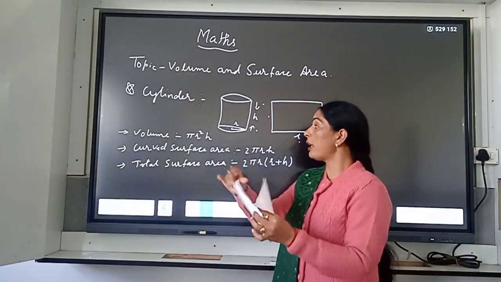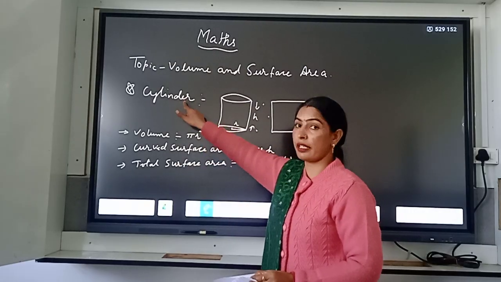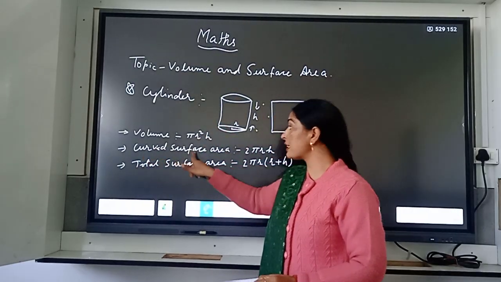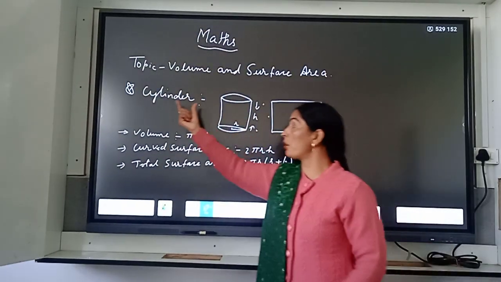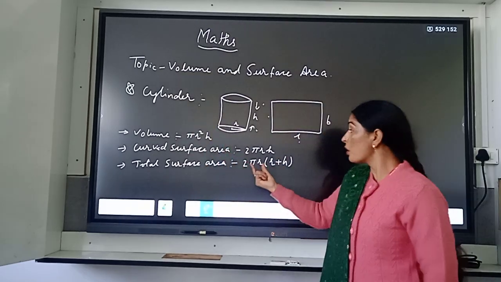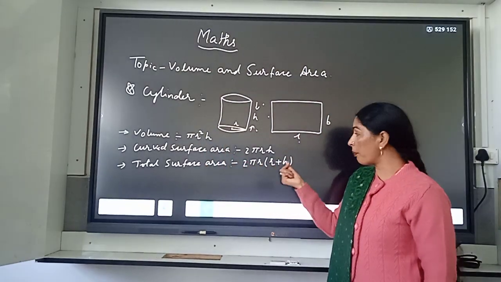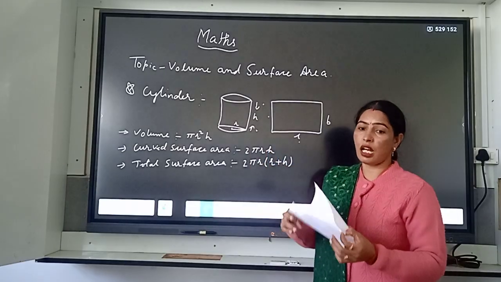Okay, and what is the volume? Pi r square h of cylinder. If we talk about covered surface area of cylinder, that is 2 pi r h. And if we talk about total surface area, TSA of cylinder, that is 2 pi r bracket r plus h. Okay, now I am explaining how that is.